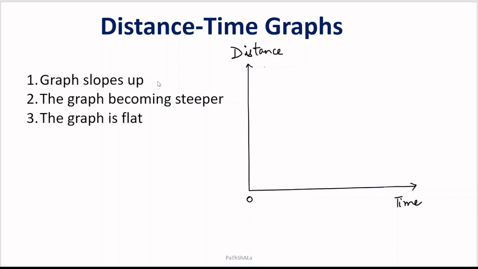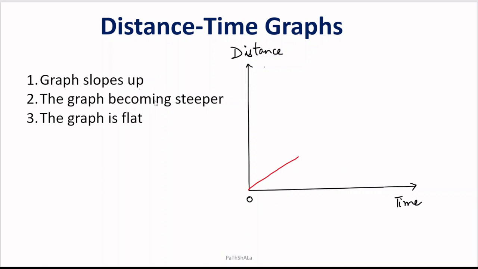The graph slopes up. Let's take the distance-time graph where time is marked on the x-axis and distance is plotted on the y-axis. This is our origin. The car starts from rest, and the graph is sloping up. I am drawing this line. This is the first part of the graph.